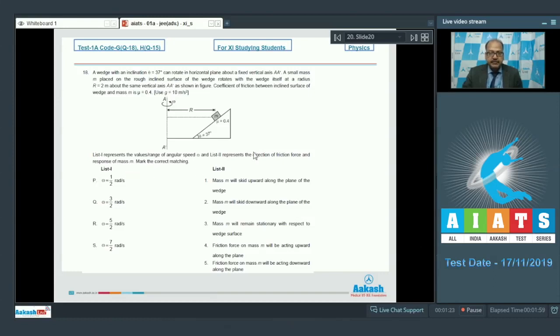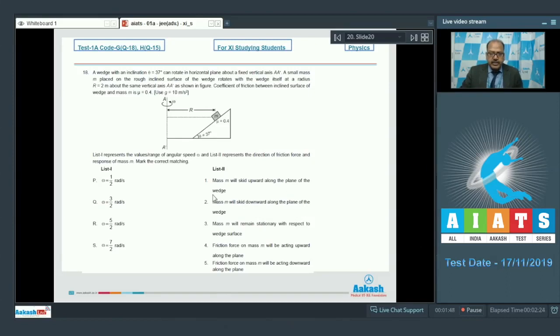Mark the correct matching. In list 1, P is omega is 1 by 2 radian per second, Q is omega is 3 by 2 radian per second, and so on. In list 2 we have basically to determine if the friction is acting, what's the direction of friction, and if the block is moving, which way it is going to move.